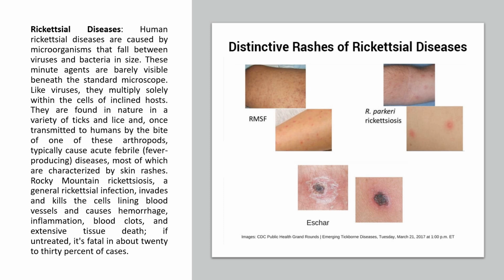Rocky Mountain rickettsiosis, a general rickettsial infection, invades and kills the cells lining blood vessels and causes hemorrhage, inflammation, blood clots, and extensive tissue death. If untreated, it is fatal in about 20 to 30% of cases.